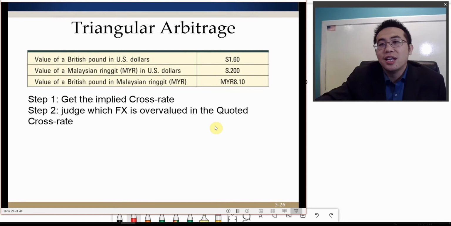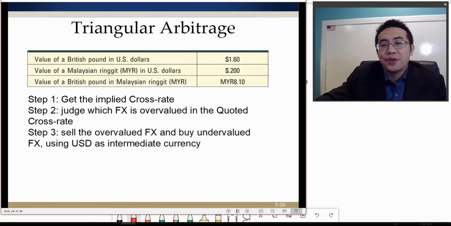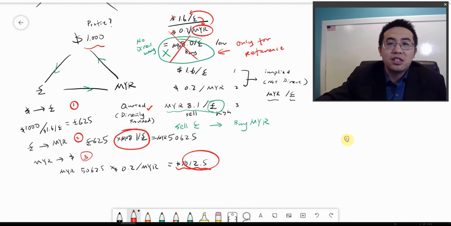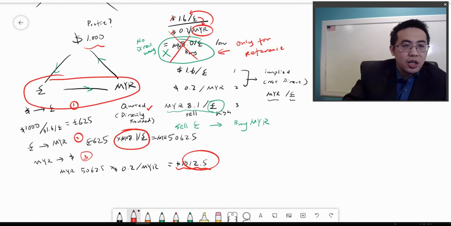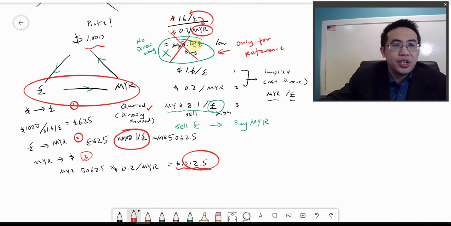And the question then is which currency are you selling at 8.1? It should be the pound. You are going to sell the pound in exchange for Malaysian ringgit. And that is the core of the triangular arbitrage. You sell pounds to get Malaysian ringgit. And that's going to require you to do these 3 steps. First, dollar to pound, and then pound to ringgit, and the last, ringgit to dollar.